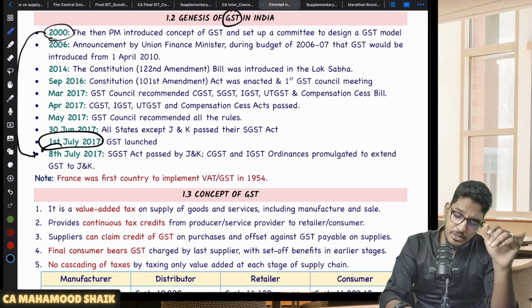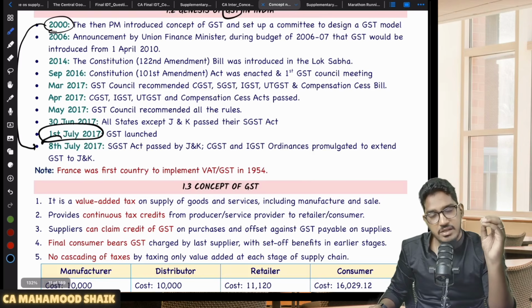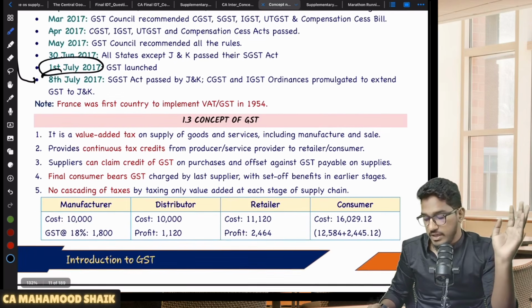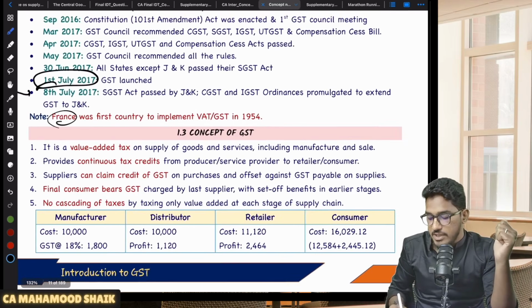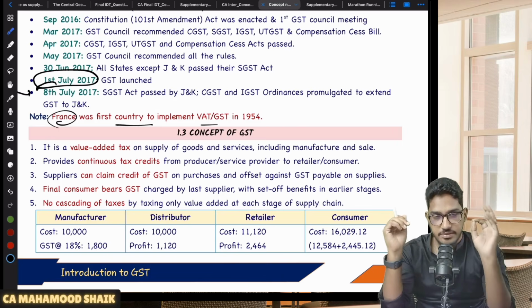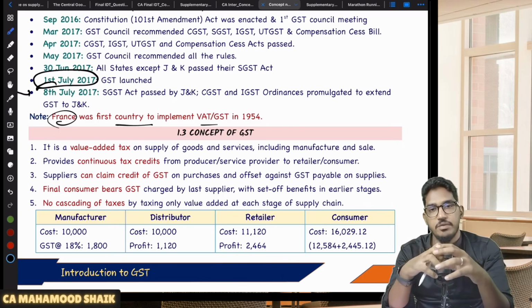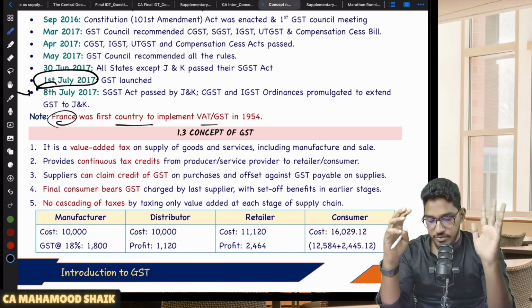GST is not such an innovative concept which India has introduced for the first time. This concept of GST has already been there in various other countries. Many countries have been following it for a very long time. A little bit of an important point for MCQs: France was the first country to implement VAT or GST, in 1954. France is the first country which has this system of VAT or GST, and they first implemented it in the year 1954 itself.